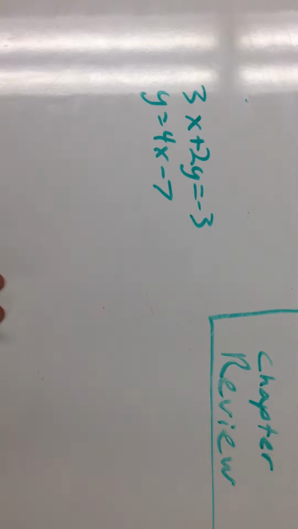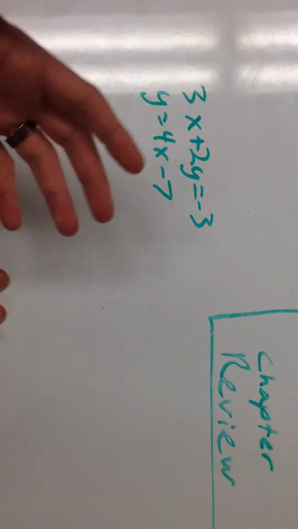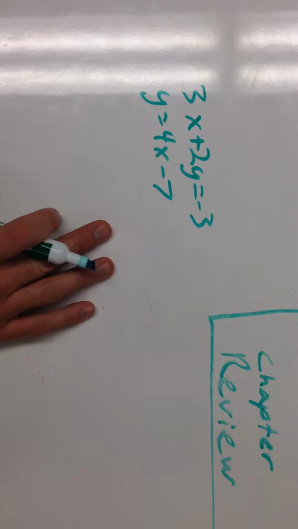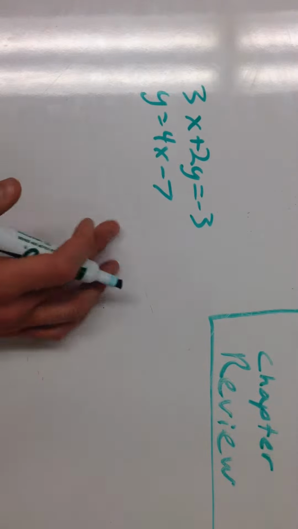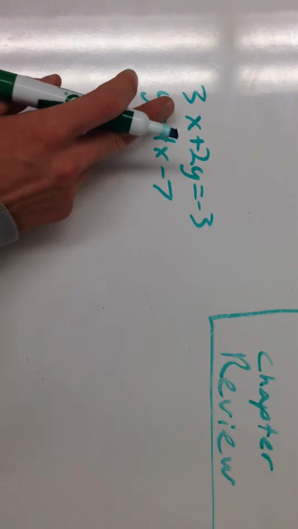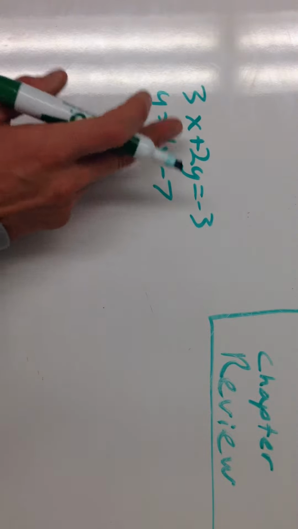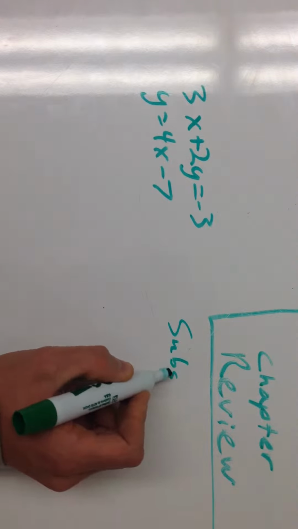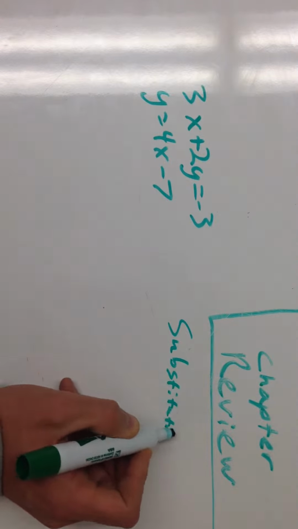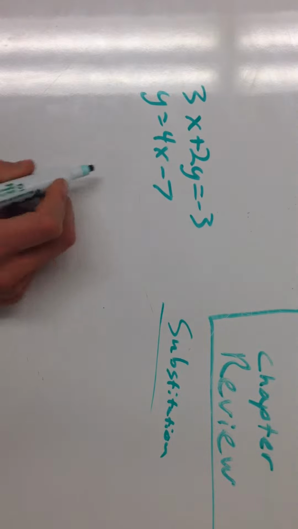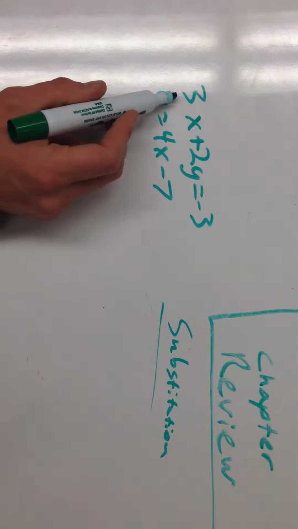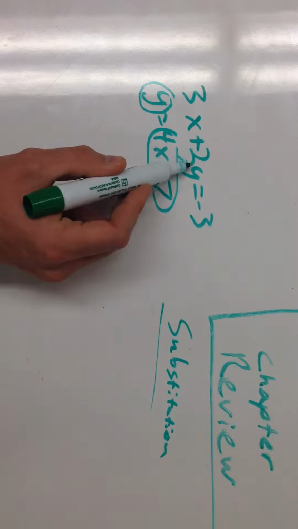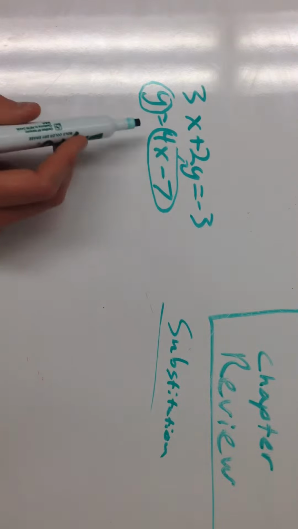All right, guys. So the last thing on this review for this chapter, we have a couple systems of equations to solve. Now, this first one, we've got one that's y equals, and then one that's in standard form, where x and y are on the same side. So this was an example of where we wanted to use substitution, right? Basically what that means is I'm going to take this y value right here and plug it in for that y value. And let's see what that top equation becomes.